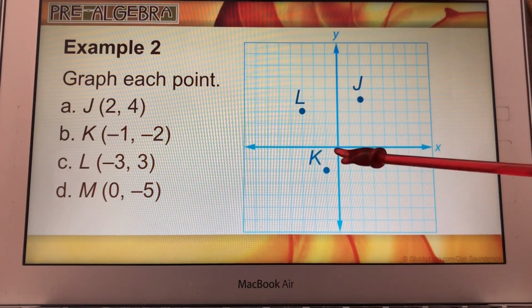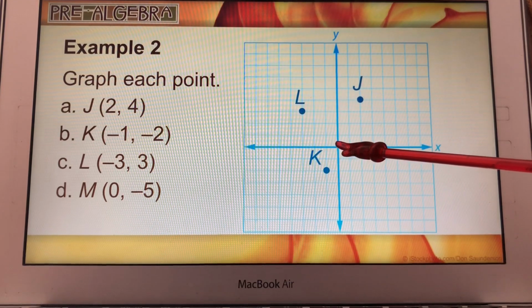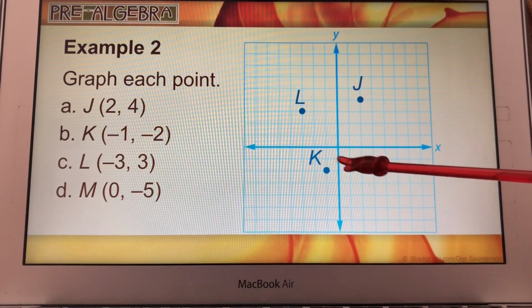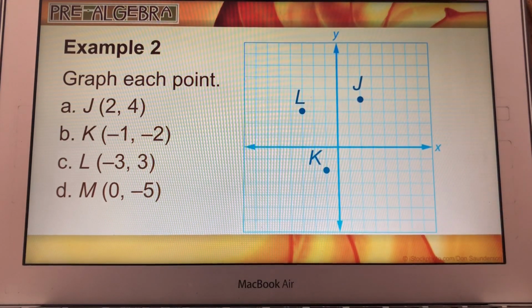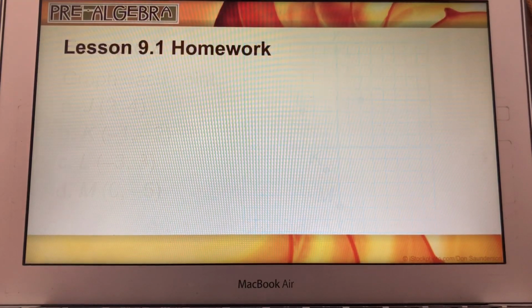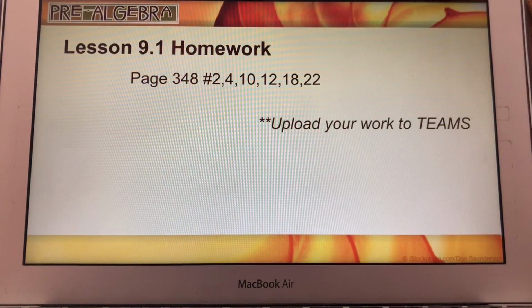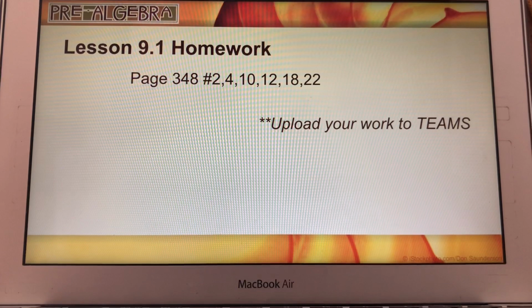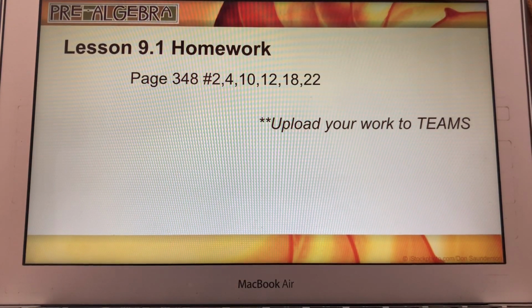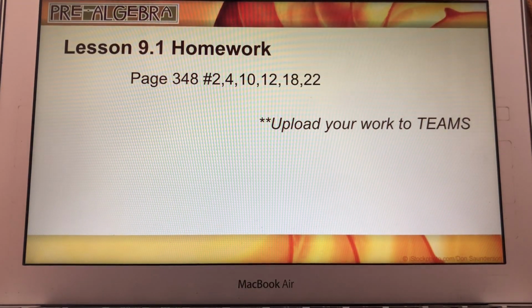For M, we have 0 for the x, and then -5. So we go down 5, 1, 2, 3, 4, 5. And there you have M, (0, -5). Not too challenging or difficult, I hope. All right, so here are a couple of homework problems for you to practice graphing these points. Enjoy and have fun. I know hopefully it's something a little different that you can enjoy.